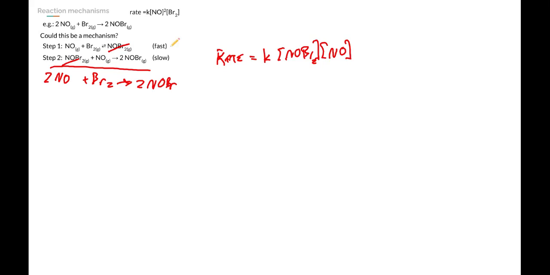We notice that the fast step, the first step, is in dynamic equilibrium. That means it's going forward and backwards, but it's going forward and backwards at the same rate. That's what the double-headed arrow that we see here means. So we're going to take advantage of that.